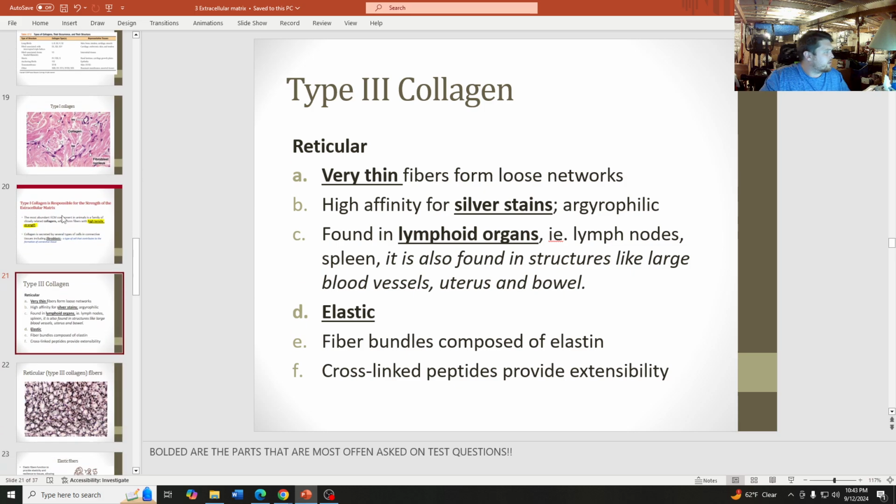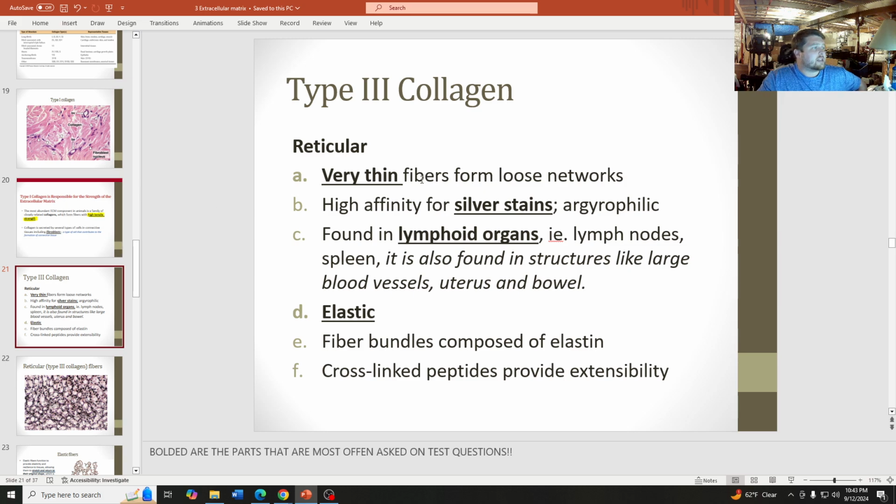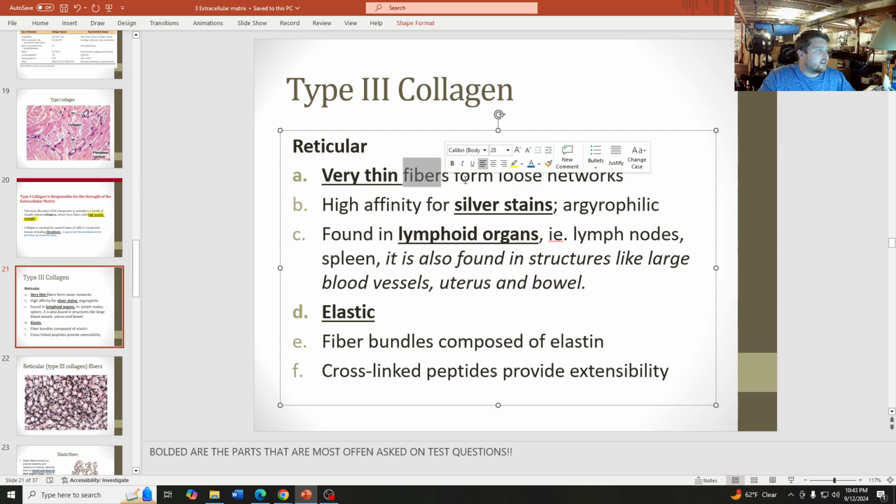I didn't actually say whether they're fibers or fibrils, but actually just right here, fibers. These are very thin fibers. That tends to be asked. Again, reticular means net-like. That's typically asked as a test question, which of the following is net-like, something like that.